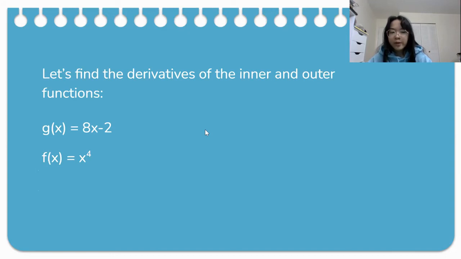So first, let's find the derivatives of the inner and outer functions. We started with g of x is equal to 8x minus 2, and f of x is equal to x to the fourth. So after taking the derivatives with power rule, we get for g prime of x, 8, and for f prime of x, we get 4x to the third.